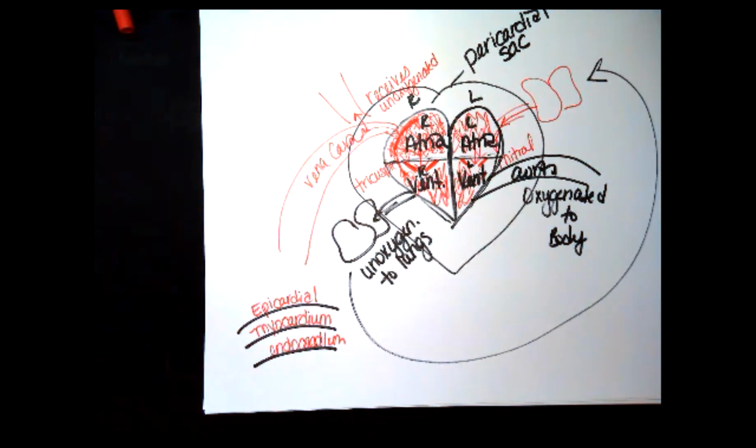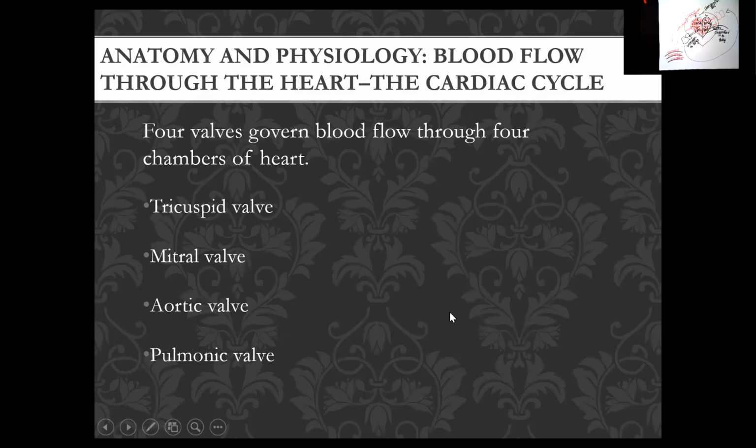Okay, this should not be new if you've made it through 140. We already talked about the 4 valves, but we can kind of just talk about it word-wise and not go back to the picture. The tricuspid valve is between the right atrium and the right ventricle. The mitral valve is the same, but on the left side. The aortic valve is the valve between the left ventricle and the aorta. And then the pulmonic valve is between the right ventricle and the pulmonic artery or pulmonary artery.